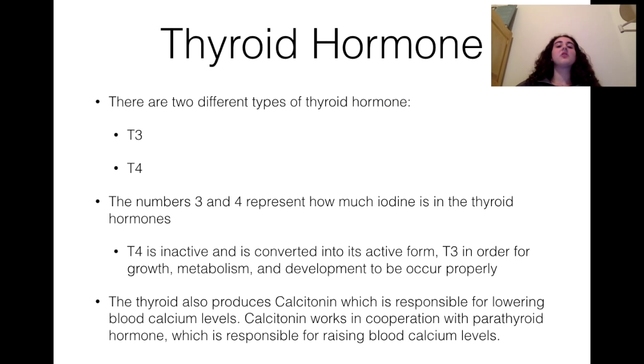Thyroid hormone. There are 2 different types of thyroid hormone. The numbers 3 and 4 represent how much iodine is in the thyroid hormones. T4 is inactive and is converted into its active form, T3, in order for growth, metabolism, and development to occur properly. The thyroid also produces calcitonin, which is responsible for lowering blood calcium levels. Calcitonin works in cooperation with parathyroid hormone, which is responsible for raising blood calcium levels.